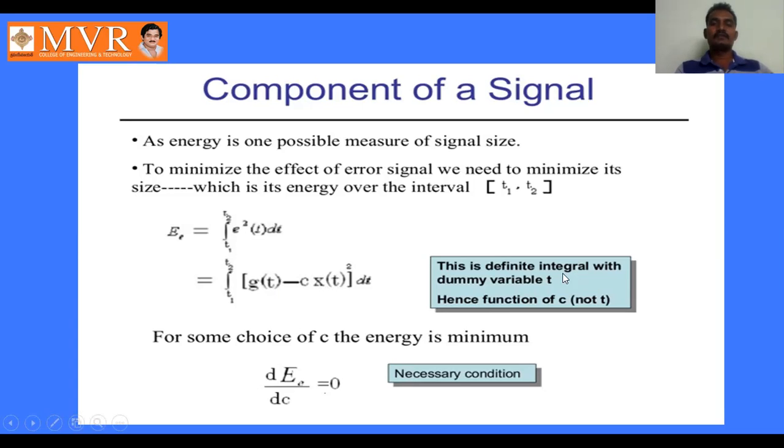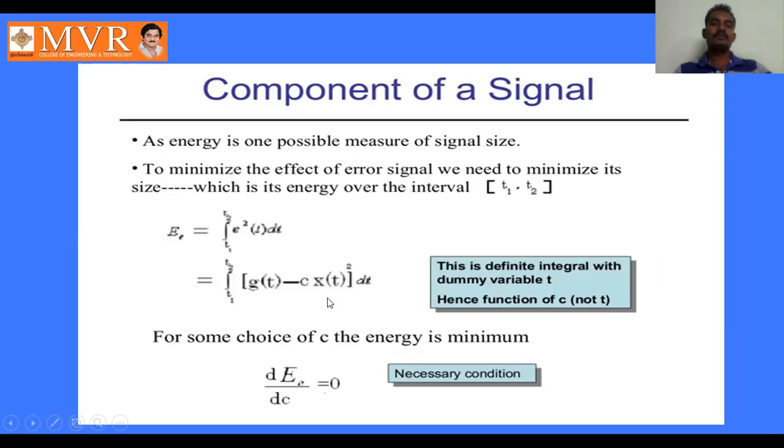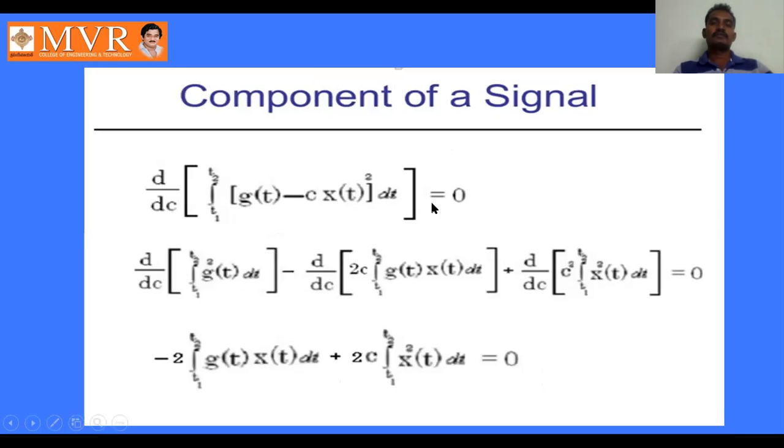This is the definite integral with dummy variable t, hence a function of c, not t. It is the function of c. For some choice of c, the energy is minimum. So we have to differentiate Ee with respect to c and equate it to 0. So d by dc of Ee is equal to 0. What is the Ee expression? Integral t1 to t2 g of t minus c into x of t whole square dt, which is equated to 0. This is the condition for minimizing the error signal. Differentiate error signal Ee with respect to c and equate it to 0.